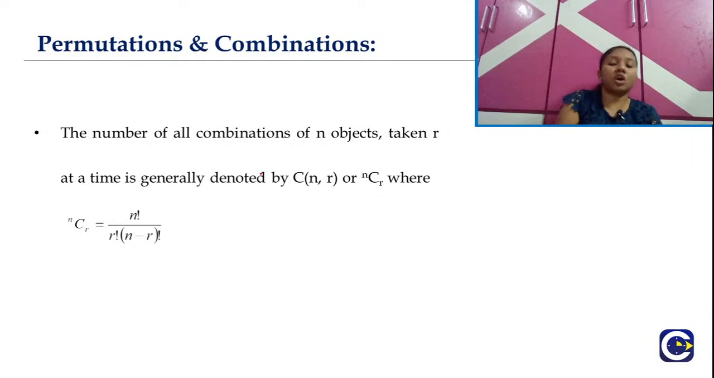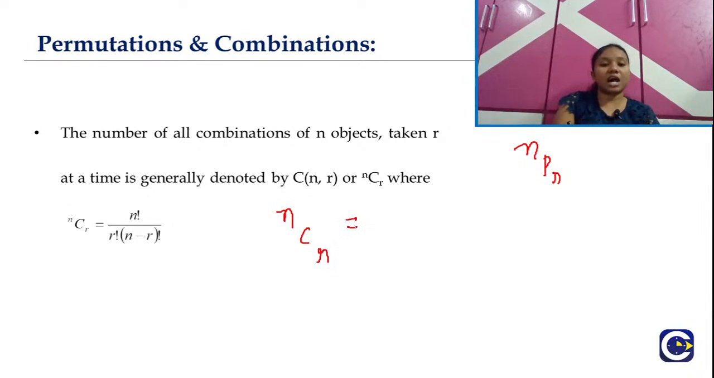So the number of all combinations when n objects taken are at a time. So initially if we have n objects and taken r at a time, the number of permutations will be nPr. So whereas if we have n objects and taken r at a time, the number of combinations will be given by nCr, and the expansion of nCr will be equal to n factorial by r factorial into n minus r factorial.